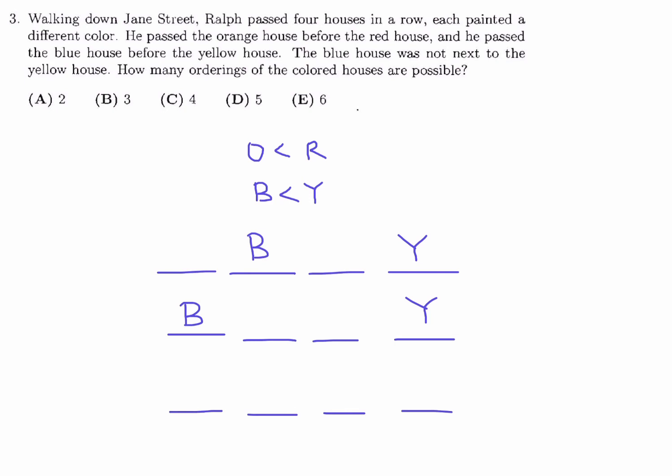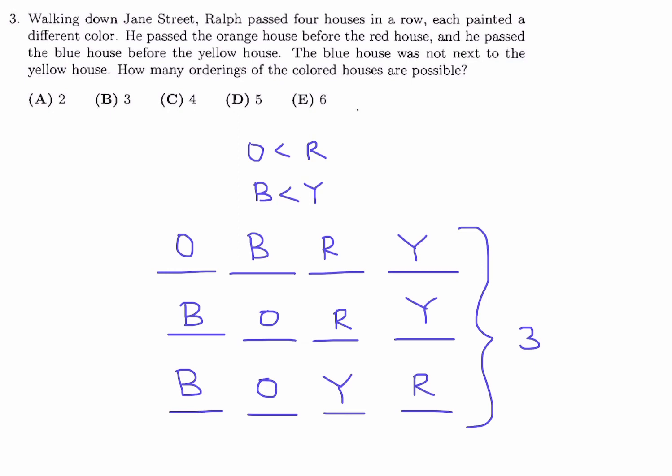And then let's change the position of the Y house, the yellow house, put it here. The blue house cannot go here, so the only place to put it is here, because it has to be before the yellow house. And these are the only 3 orderings possible. The orange and the red, we can just put them in. Here's O and R, O and R, and O and R. This is the only way of making these orderings based on the question's parameters. And therefore, number 3, the answer is B.